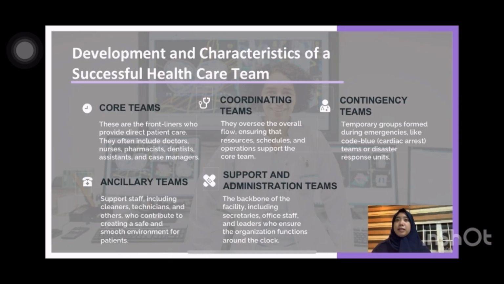In healthcare, different kinds of teams exist depending on their purpose and function. 1. Core teams. These are the frontliners who provide direct patient care. They often include doctors, nurses, pharmacists, dentists, assistants, and case managers.